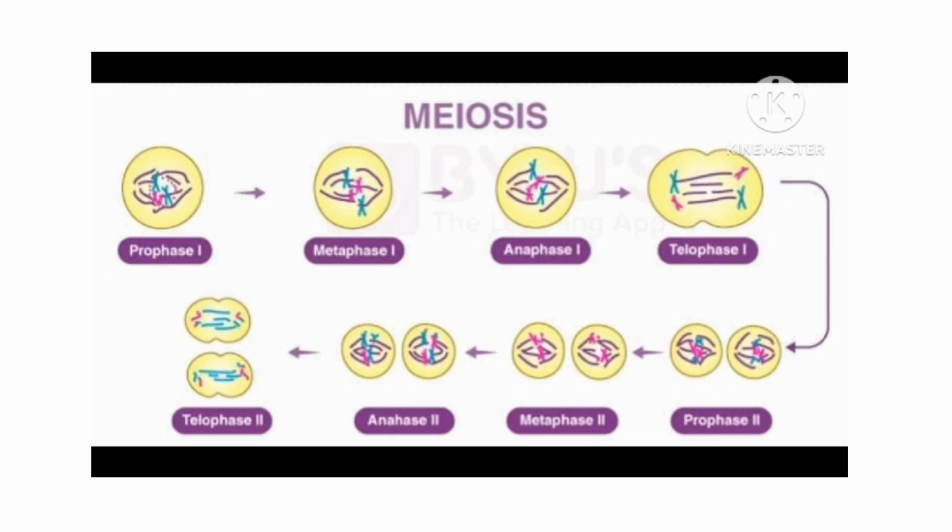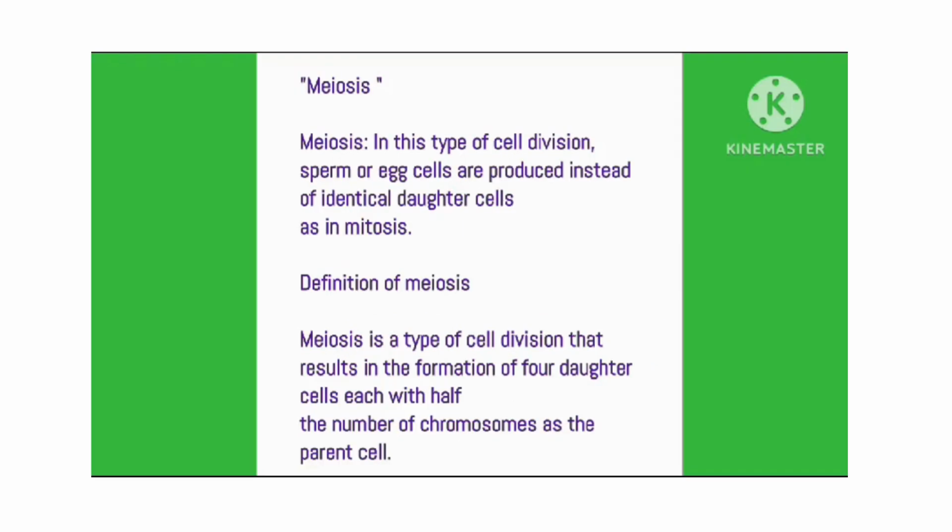In this type of cell division, sperm or egg cells are produced instead of identical daughter cells, as in mitosis. Definition of meiosis. Meiosis is a type of cell division that results in the formation of four daughter cells, each of which has half the number of chromosomes as the parent cell.